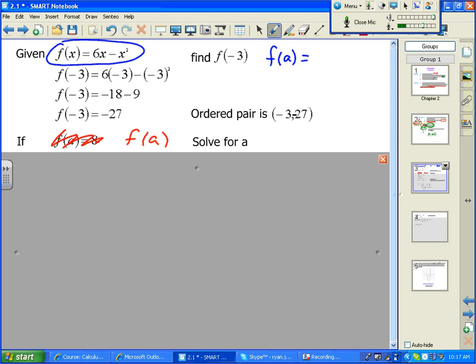It is as simple as you might think. Okay, we're just going to plug in a wherever we see x. So it's 6 times a minus a squared. I've got f of a is equal to 6a minus a squared. And I understand that might seem very elementary, but it is going to play a role when we get into this next slide here.